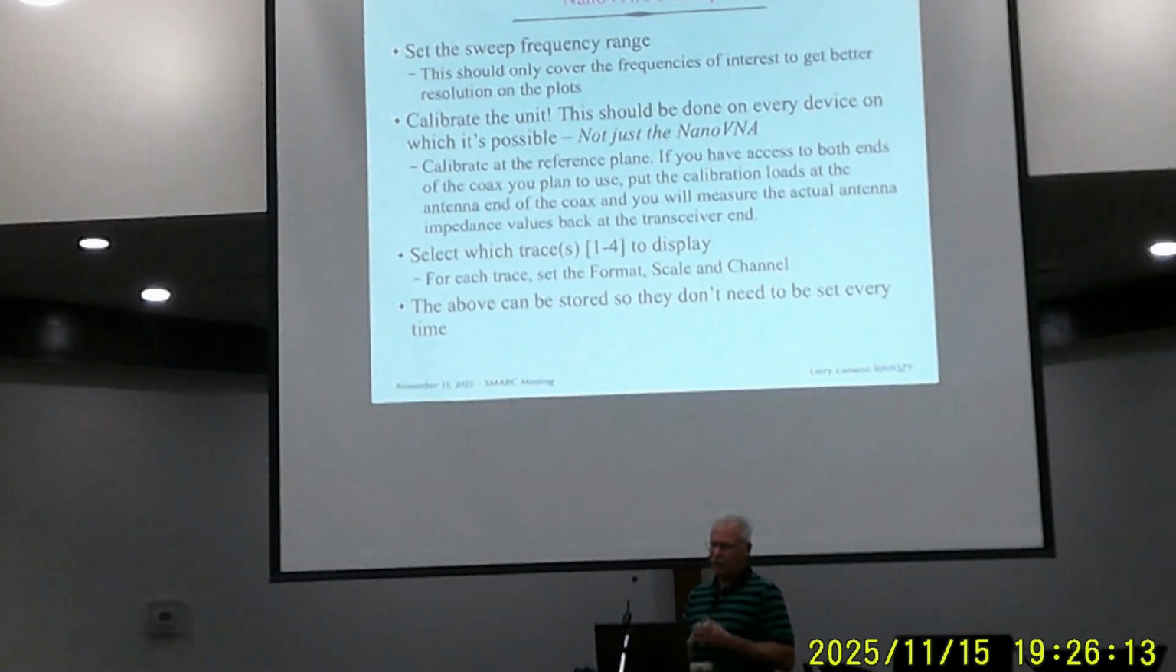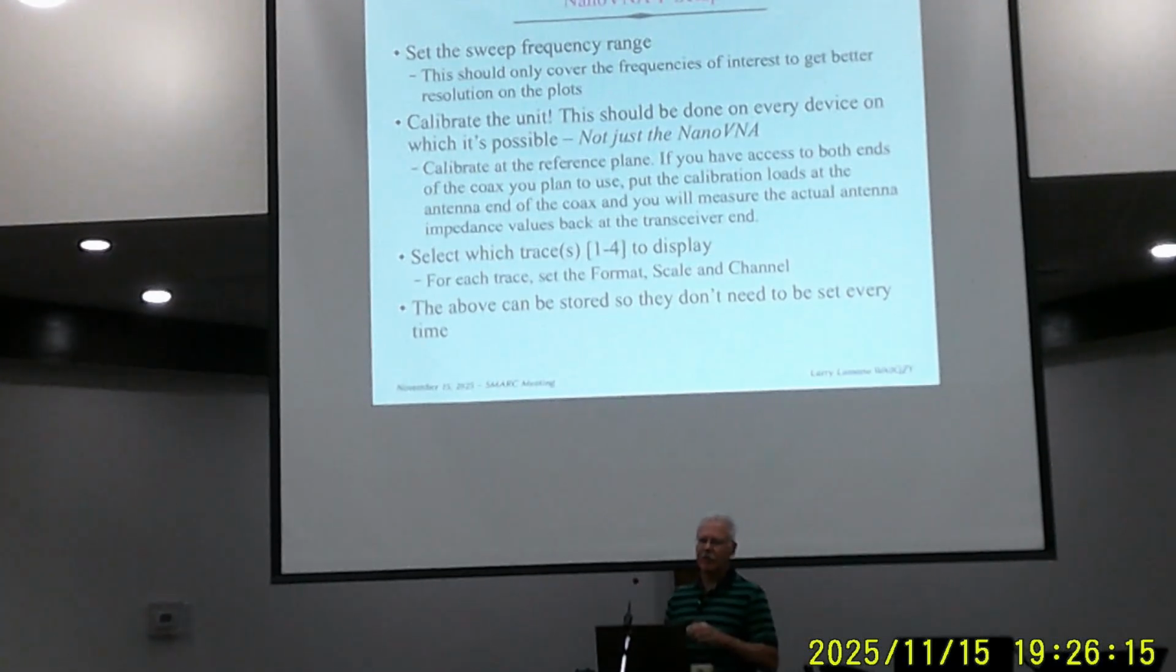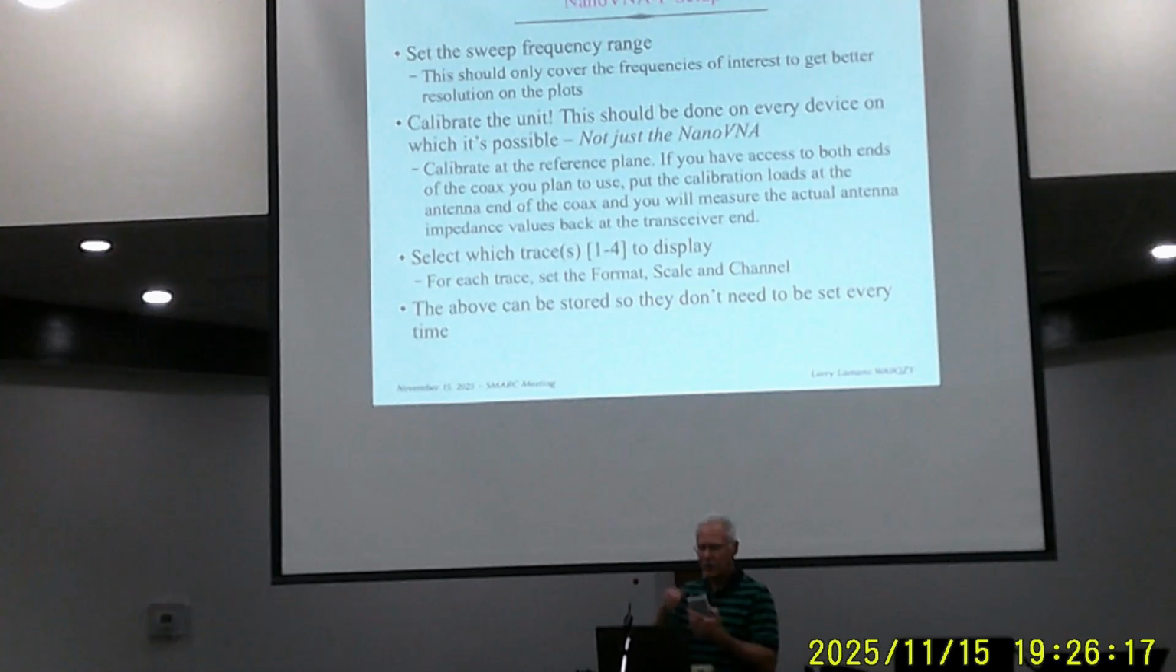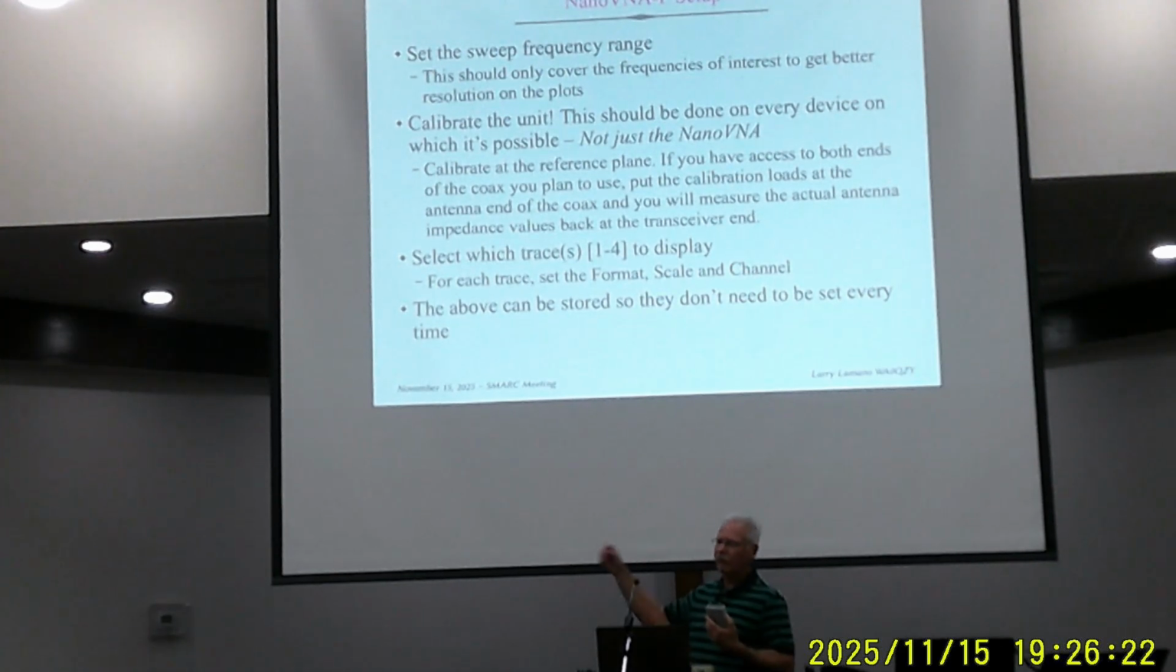And I say to calibrate at the reference plane. Okay, what does that mean? Well, I can calibrate it right here, and that's better than nothing. But if you want to actually measure what's at your antenna, so say you're going to put up a new antenna, if you have the coax, and it doesn't have to be on the tower, up a tree, or whatever, it can be laying on the floor here.